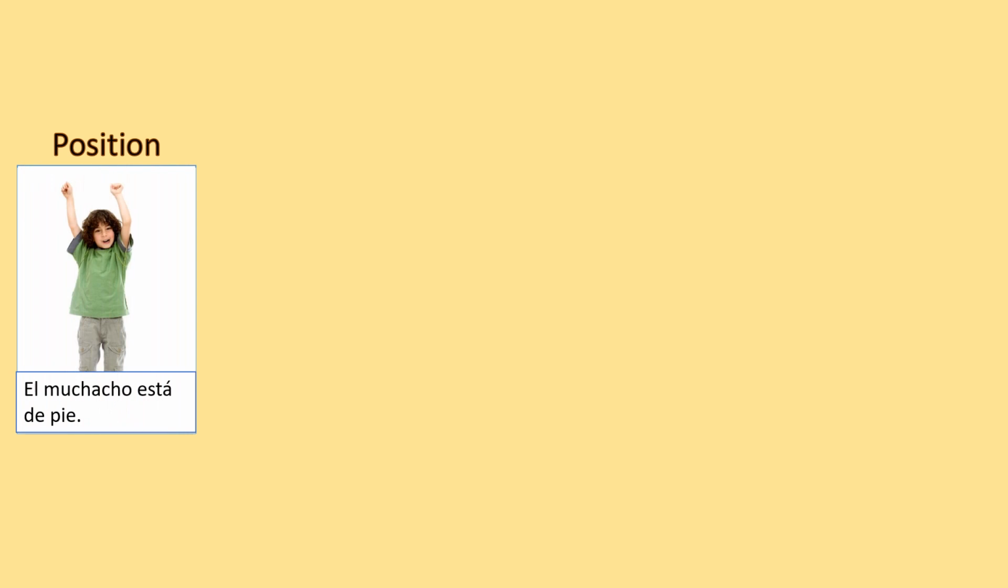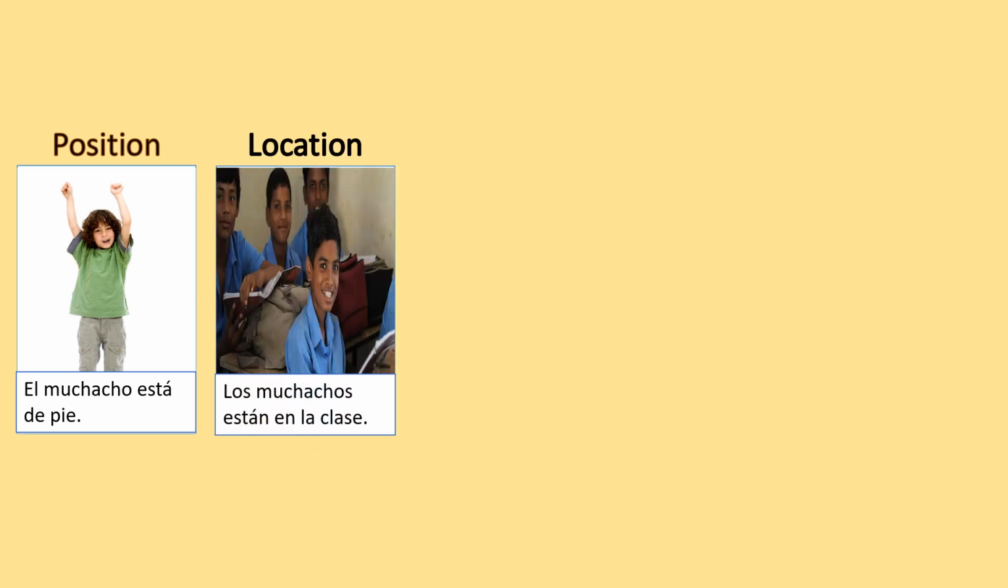Now it's time to see how we use the verb estar. Okay? We're going to see estar in usage. So, the P in place, position. Let's look at an example for each letter in the acronym, okay? The acronym place. So position. El muchacho está de pie. Next one, location. Los muchachos están en la clase. So it shows where the boys are.